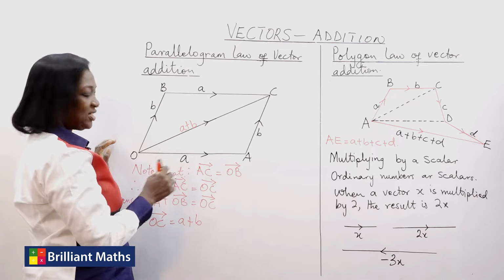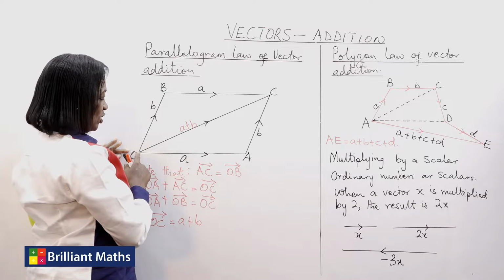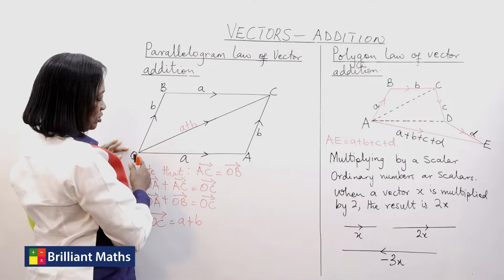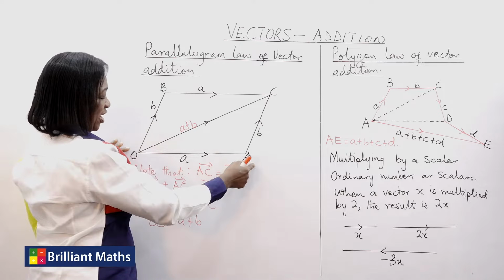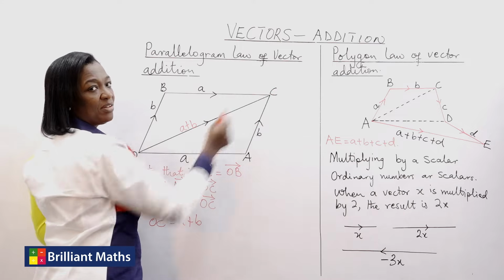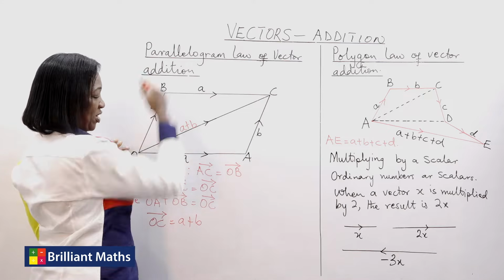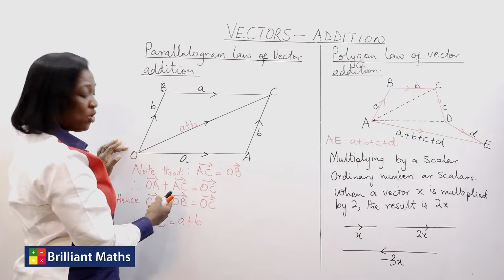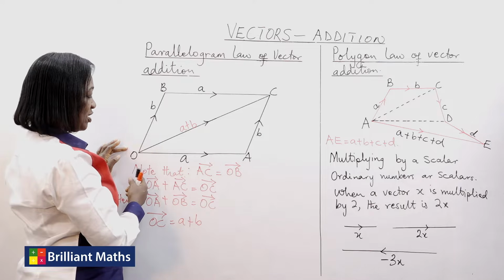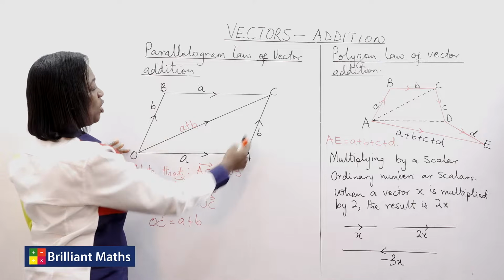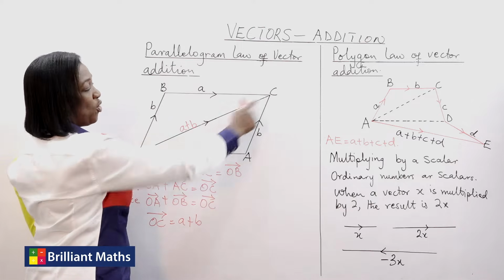But we note that OC will be equal to OA plus AC. But AC is equal to OB. So we replace AC with OB, so that we have OA plus OB is equal to OC.